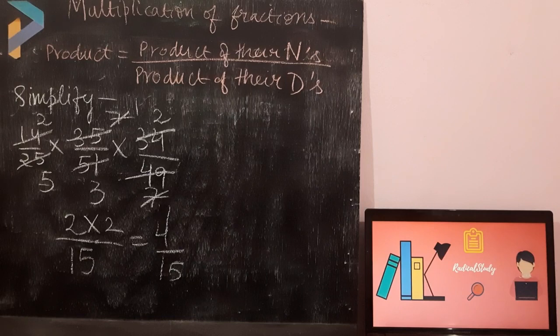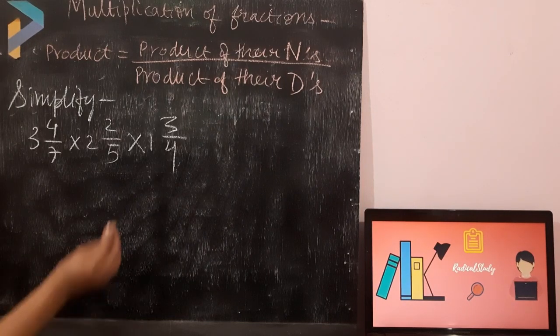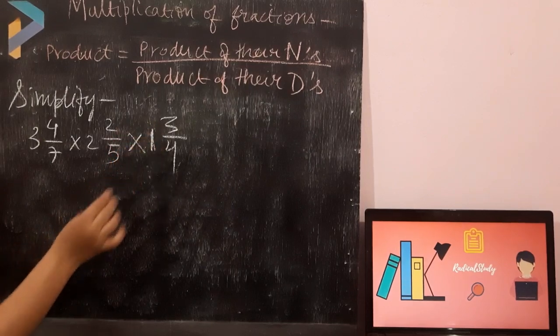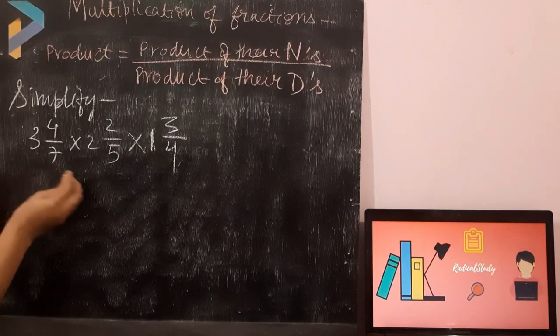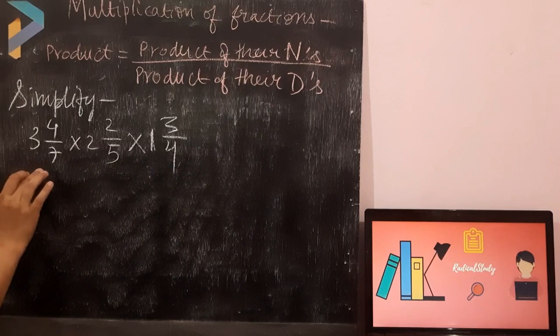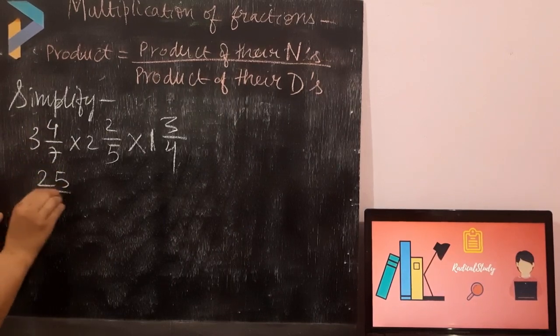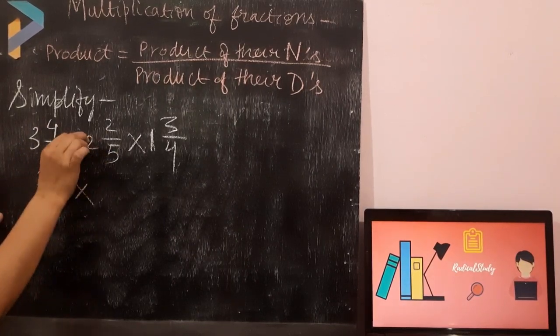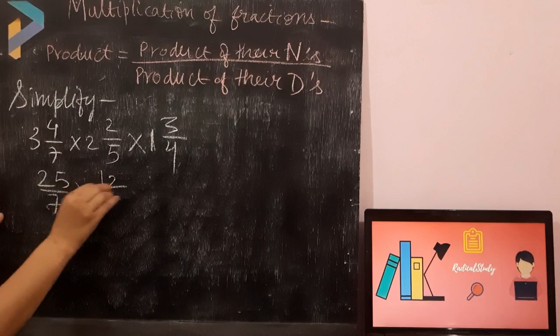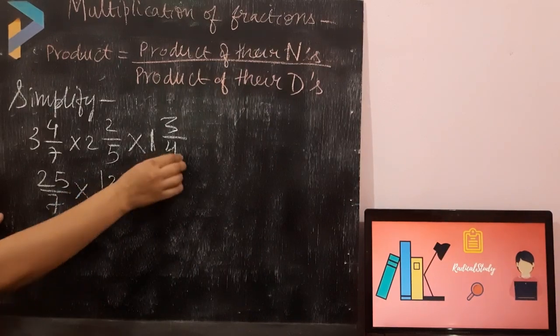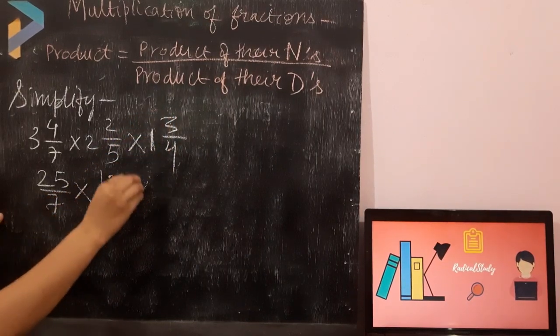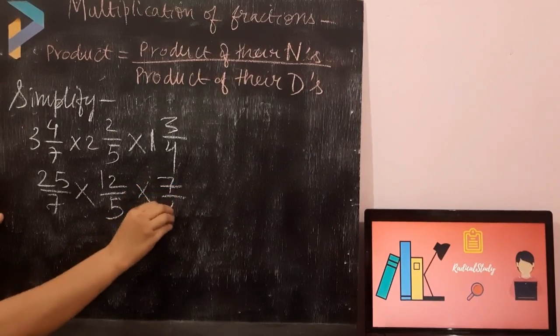Now I am going to take one more example for you. Please pay attention. So students, I have written one more example for you. So this is a mixed fraction example. All the fractions are mixed fractions. So firstly I will convert them into improper fractions. 7 3s are 21, 21 plus 4, so 25 upon 7. Now 5 2s are 10, 10 plus 2, 12 upon 5. Now 4 1s are 4, 4 plus 3 will be 7 upon 4.